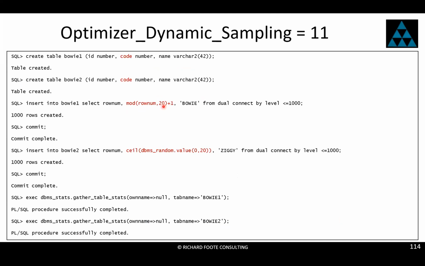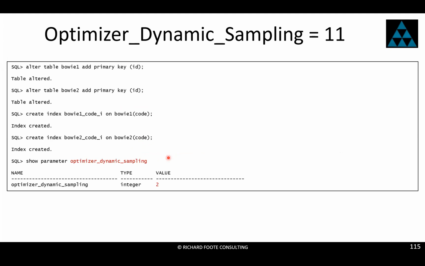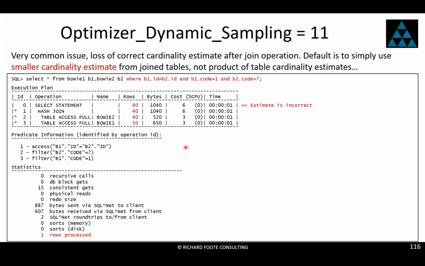So what I've got here is two tables. They've both got a code column with 20 distinct values. One is simply generated using mod, one's a random number. So there's actually no relationship at all between the codes in these two tables. All right. And I'm just going to have dynamic sampling set at the default, which is 2. So when I run this join, I've got this typical problem.